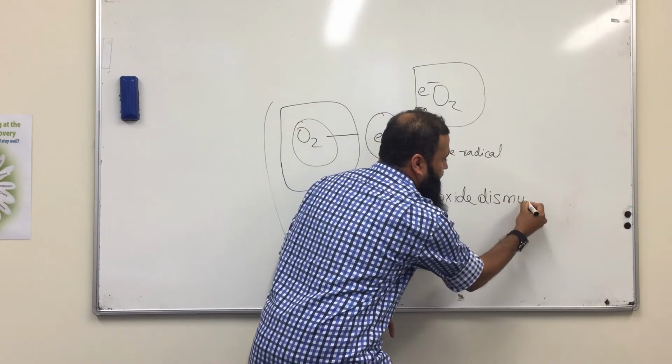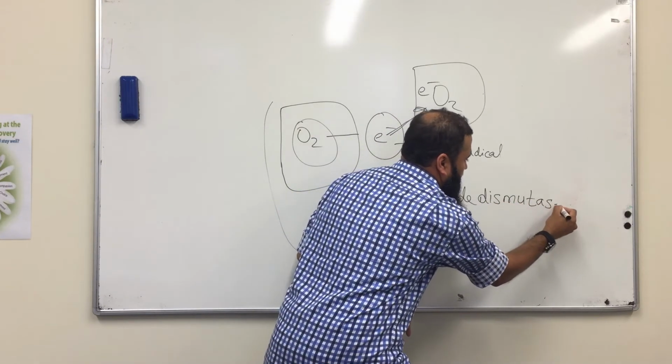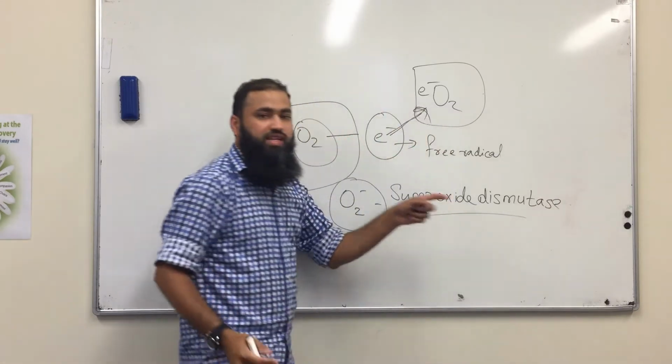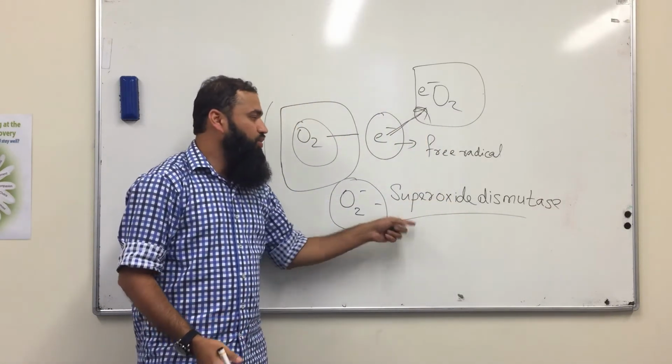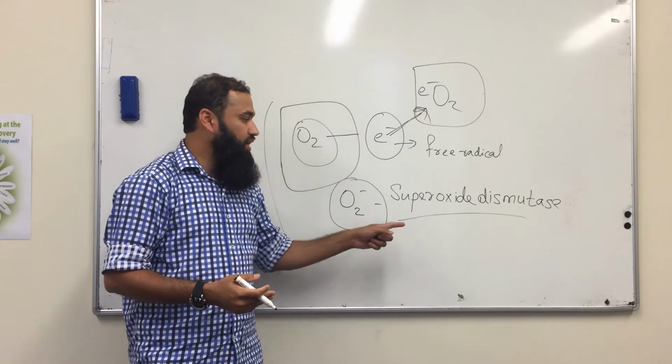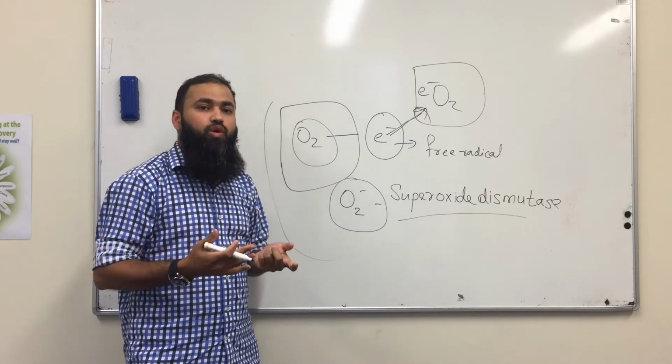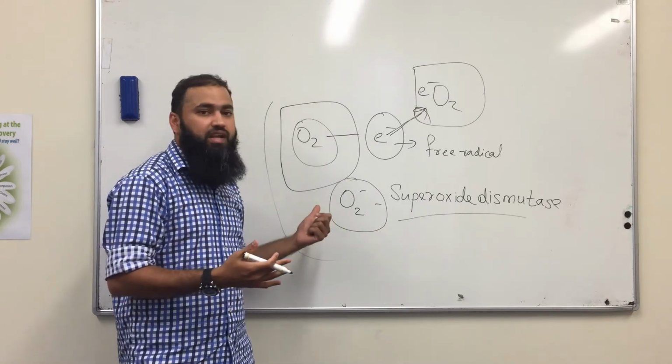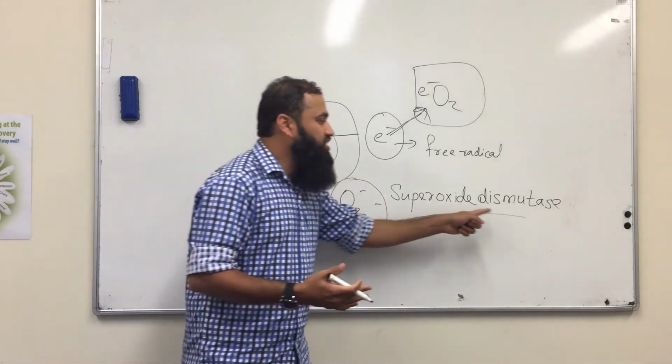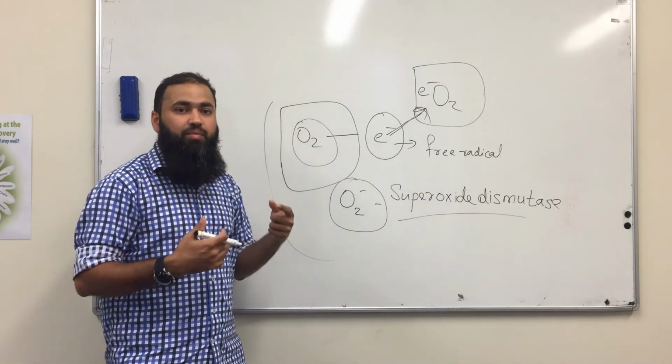dismutase in our body. Where do we get superoxide dismutase? It is naturally produced in our body, but it is not enough to prevent cancer. So superoxide dismutase can be given as a supplement.